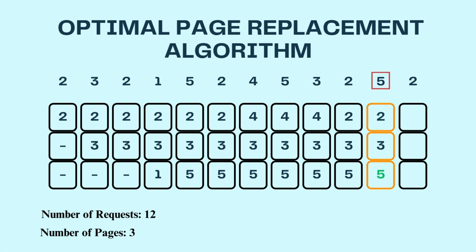For the next request, which is the number 5, the number 5 is already in the frame, so there's no need to change. For the last request, it's also the same. The current request is 2, and the number 2 is already in the frame, so there's no need to change anything. And this is the result of the optimal page replacement algorithm.